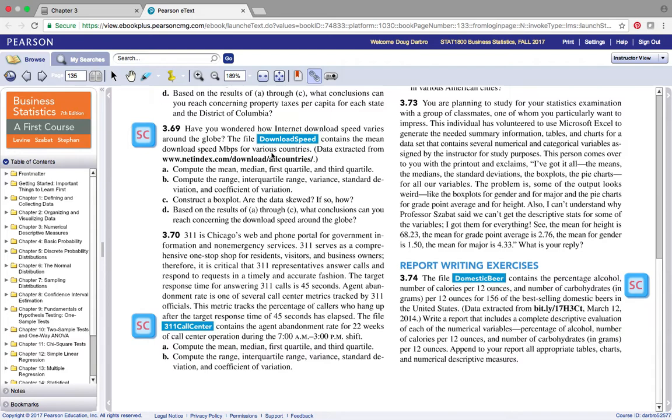So you can see, have you ever wondered how internet download speeds vary around the globe? The file download speed contains a mean download speed for various countries, with data from this website. So it wants us to do the standard stuff: calculate the measures of central tendency, the mean and the median, and then get into some measures of variability: quartiles, variance, standard deviation, coefficient of determination.